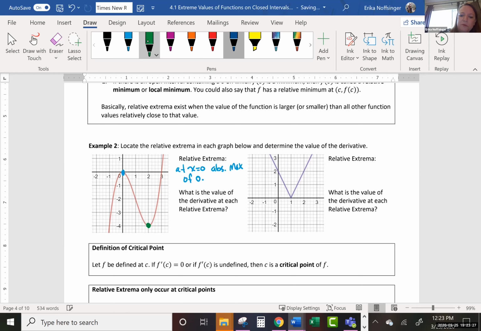We have an absolute min at x equals 2 of -4. So looking at that max and min, what can you tell me about the derivative when x is 0, and what can you tell me about the derivative when x is -4?